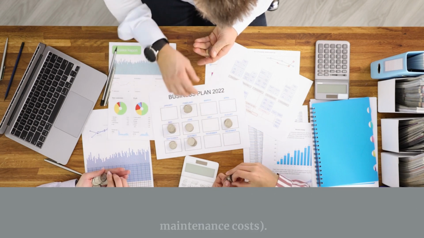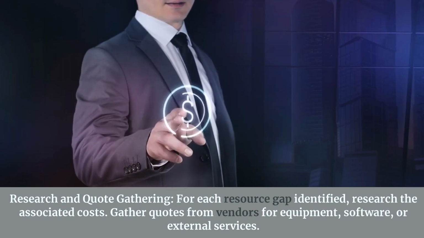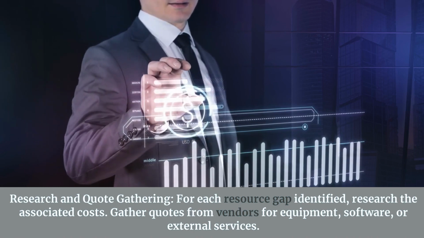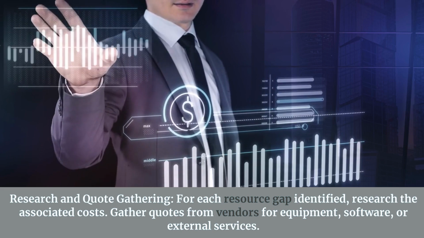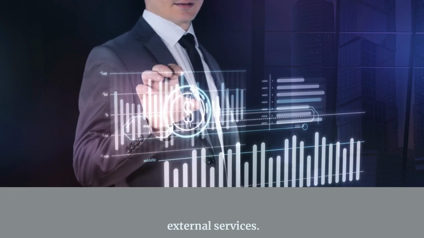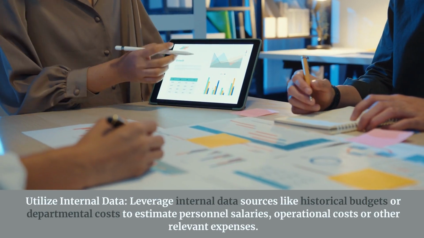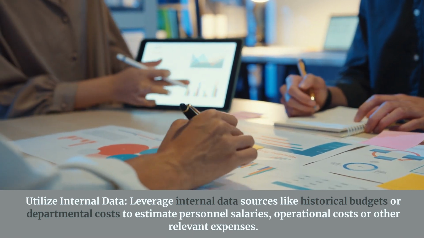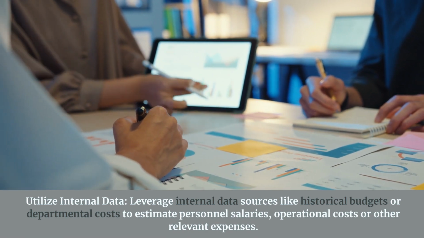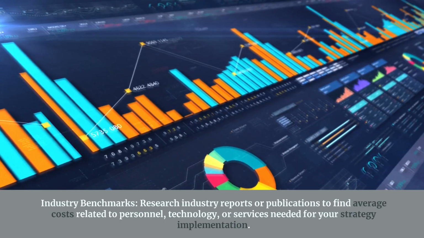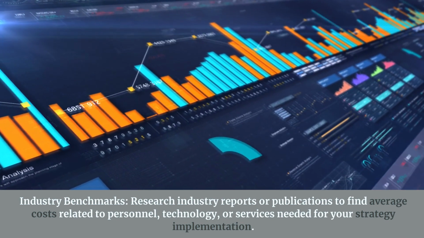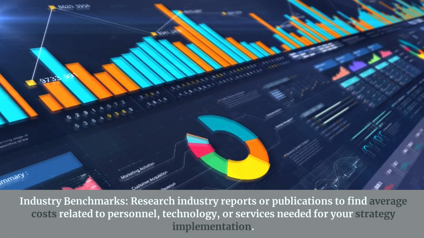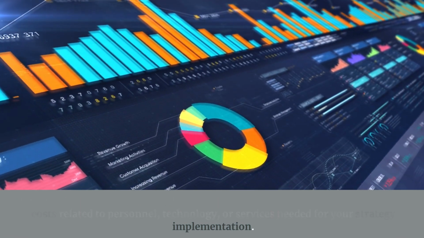Research and quote gathering. For each resource gap identified, research the associated costs. Gather quotes from vendors for equipment, software, or external services. Utilize internal data. Leverage internal data sources like historical budgets or departmental costs to estimate personnel salaries, operational costs or other relevant expenses. Industry benchmarks. Research industry reports or publications to find average costs related to personnel, technology, or services needed for your strategy implementation.